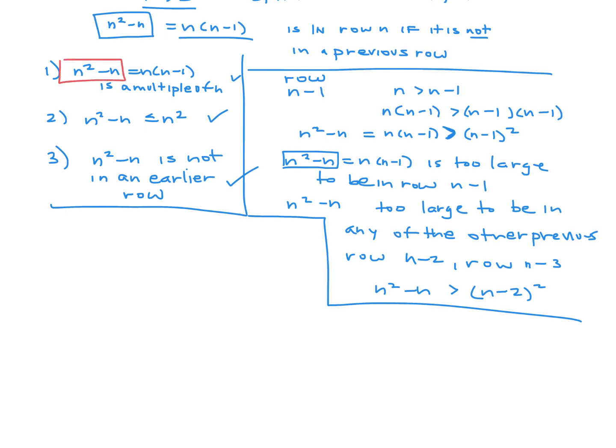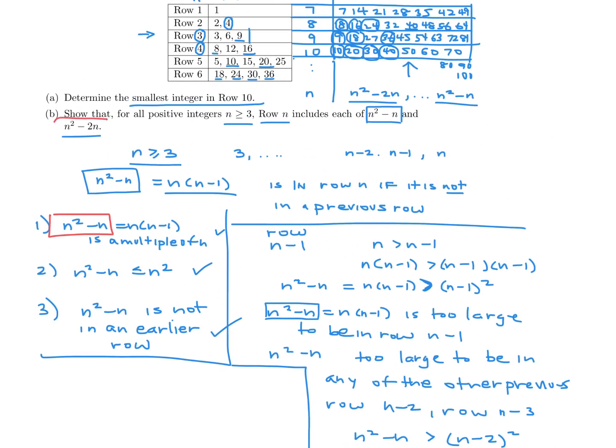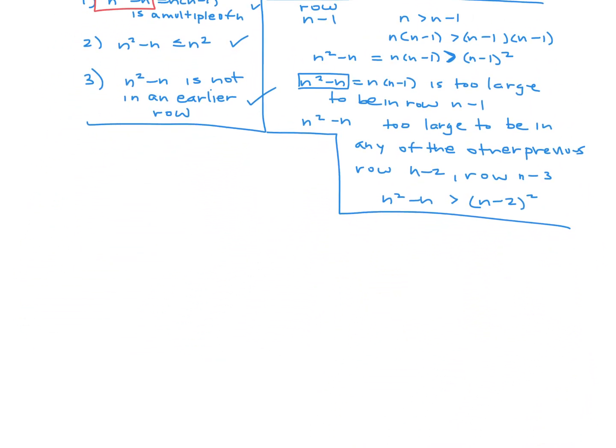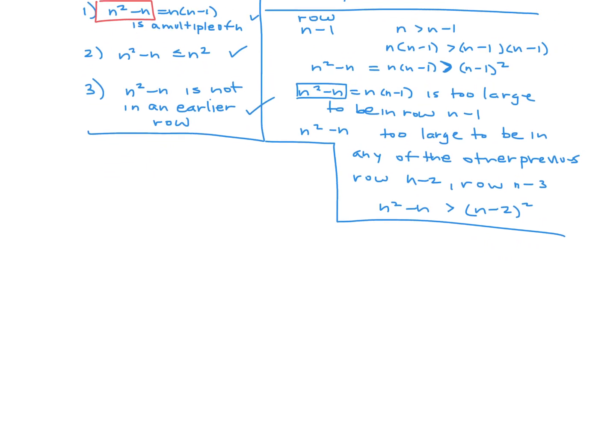Okay, so now we've got to do the same thing, but this time for n squared minus 2n. Very similar, hopefully not too complicated. We've got to show these three things. The first one's easy: n times n minus 2. Well, there we go. That proves that it's a multiple of n. Okay, so that one's done very quickly.